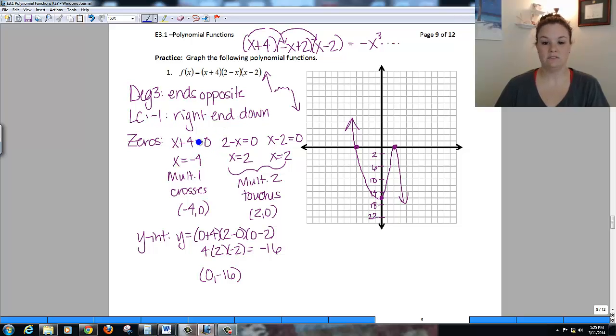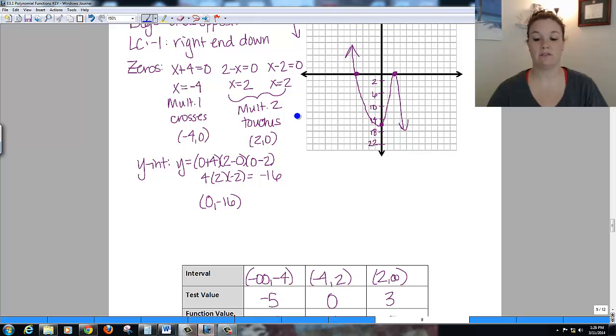So I solve to get my zeros. Notice when I solve the second 2, I get x equals 2 on both, which means that that 0 is repeated, which means it has multiplicity 2, so it touches at the x-intercept 2, 0. Okay, and then I get negative 4 for the other one. I only had 1 copy of it, so it crosses. So I go ahead, and I found my y-intercept by plugging 0 into my function, which gave me negative 16.